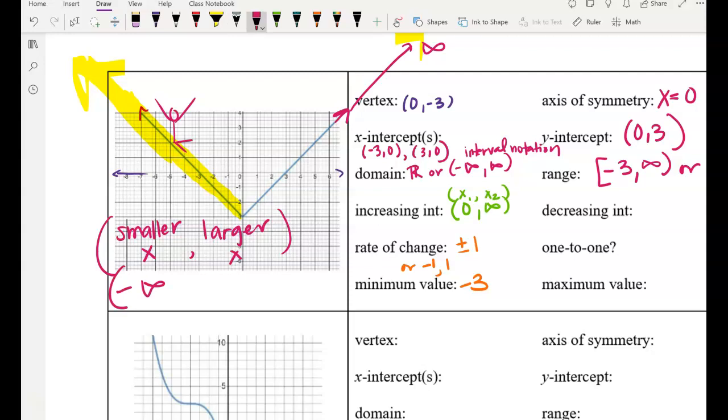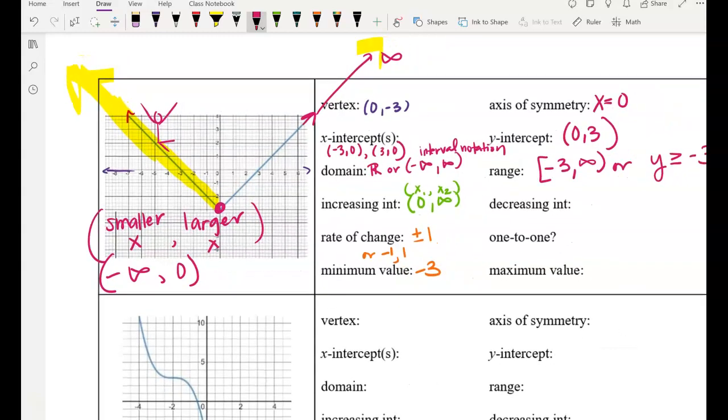Where does it stop? It has to stop when it is the lowest. So the lowest value x happens to be at 0 for this question. So decreasing interval, students, is from negative infinity to 0. Now, I'm just going to give you a hint. The vertex is usually where the increasing and decreasing happens, or ends, I should say.